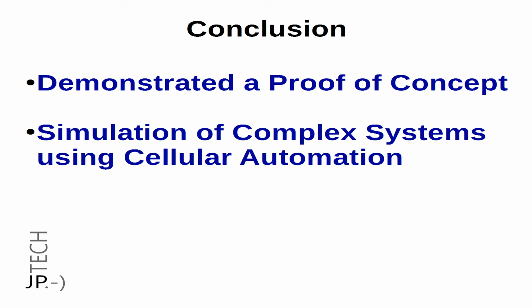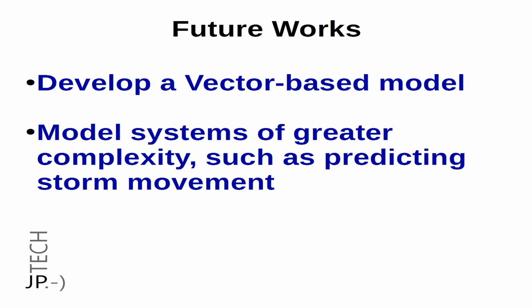In conclusion, we've demonstrated a proof of concept. We've shown that we can simulate complex systems using cellular automation. Future works. A better approach, rather than looking at gas pressure, is to develop a vector-based model. So that's probably the next step. I think this approach would also be good for modeling systems of greater complexity, such as predicting storm movement.